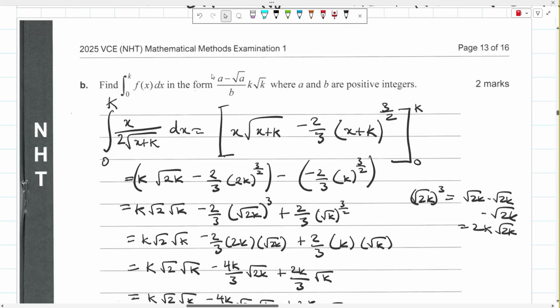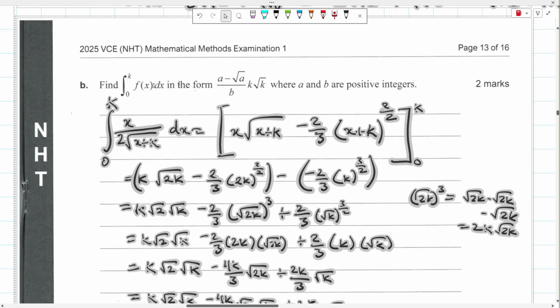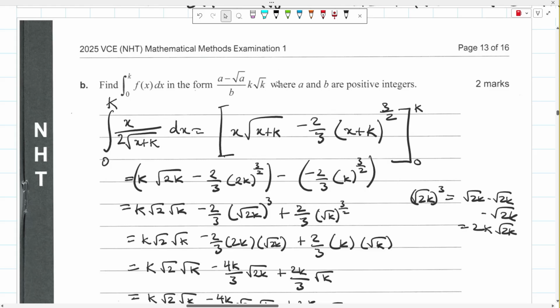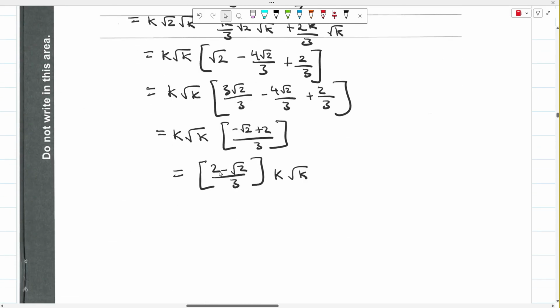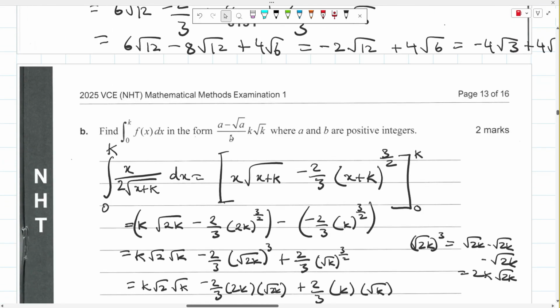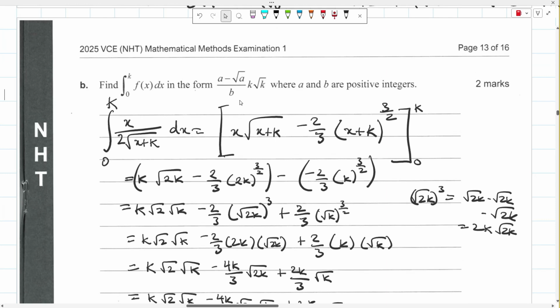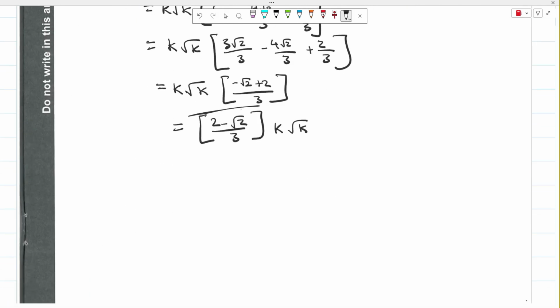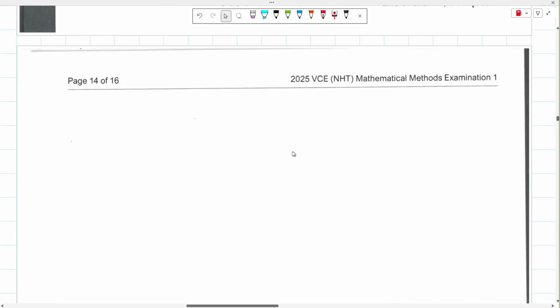And as we can see, it's in the same format. We have a positive integer a, so 2 minus root a, 2 minus root 2, all divided by b, which is 3, and then times k root k. So everything is in the right form, and that's going to be our final answer.